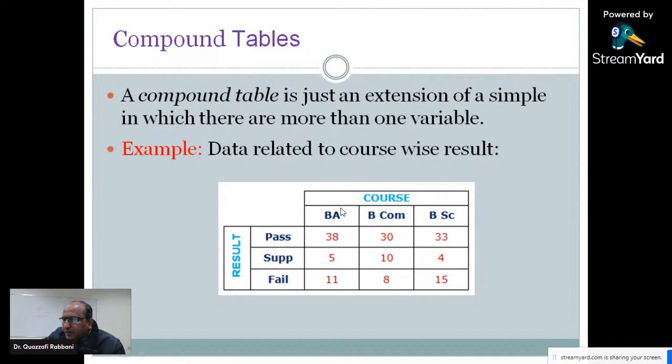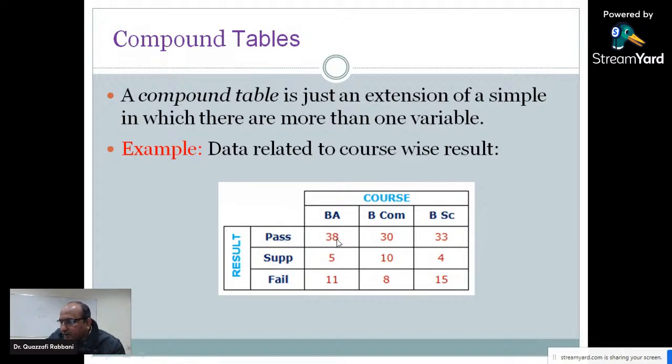The next is the compound table presentation. In a compound table, if we have more than one variable, one variable is row wise and another is column wise. So here is the data of the results of different courses, different programs. Column wise we have the programs BA, BCom, BSc, and row wise the result is pass, supplementary, and fail.